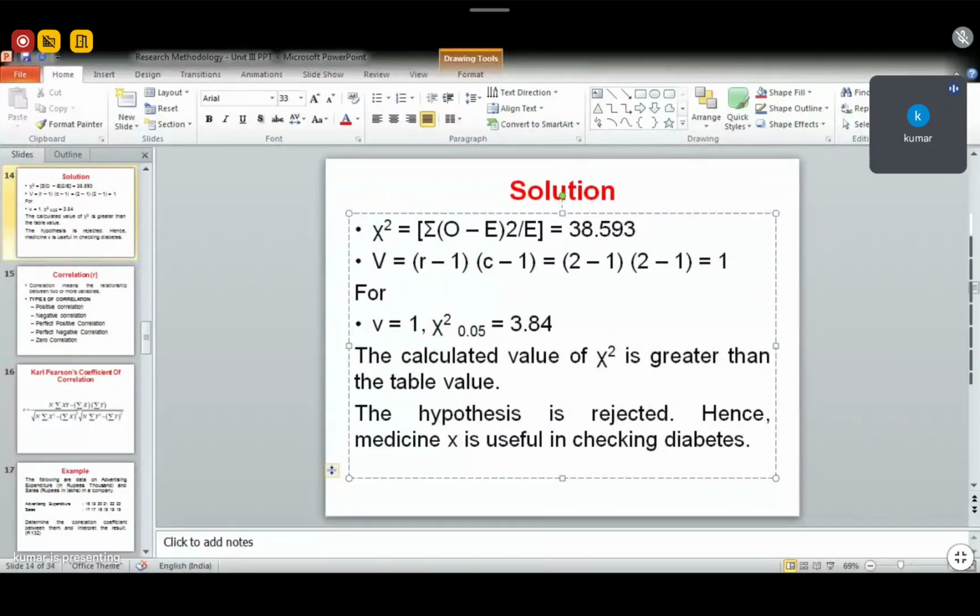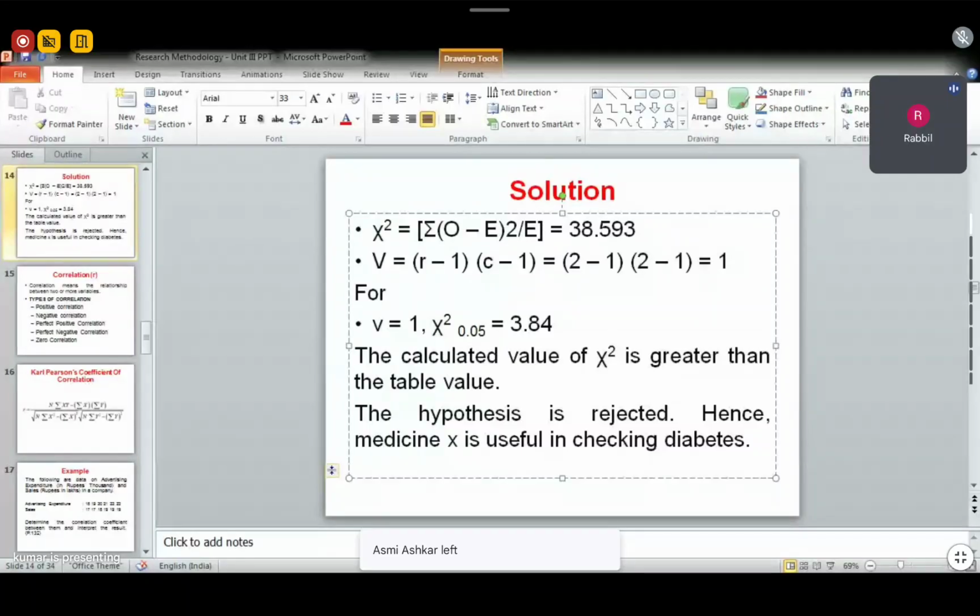Now, by concluding, what we say on page number 121 is that the hypothesis is rejected. What is the hypothesis? Medicine X is not useful. That is rejected. That means what is the meaning of it? The claim that medicine yields no benefit is wrong. Yes, that is what is concluded here finally.